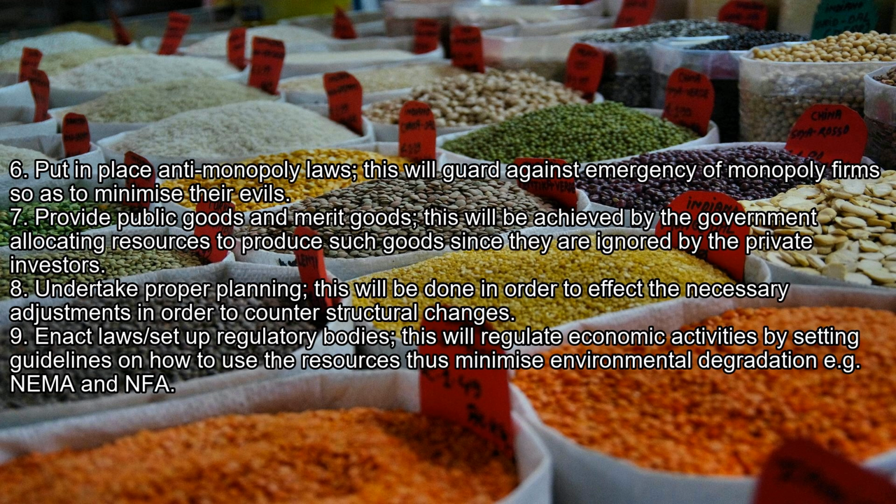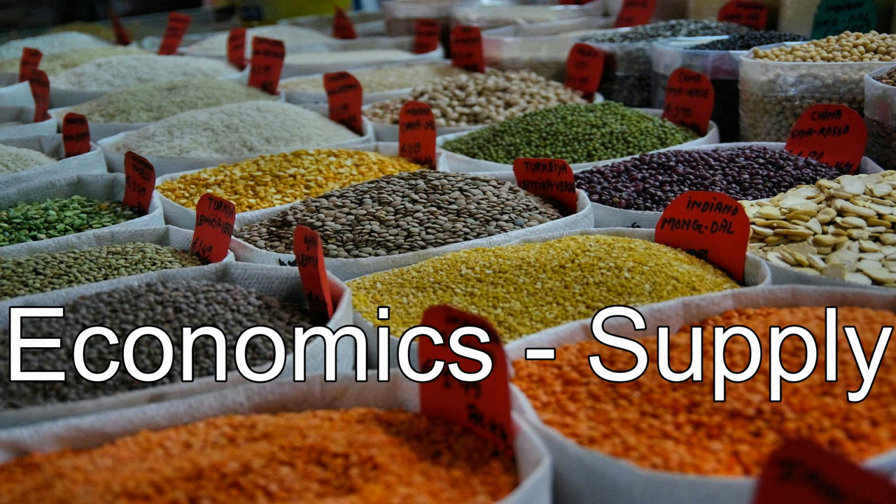6. Put in place anti-monopoly laws. This will guard against emergence of monopoly firms so as to minimize their evils. 7. Provide public goods and merit goods. This will be achieved by the government allocating resources to produce such goods since they are ignored by the private investors. 8. Undertake proper planning. This will be done in order to effect the necessary adjustments to counter structural changes. 9. Enact laws/set up regulatory bodies. This will regulate economic activities by setting guidelines on how to use the resources, thus minimizing environmental degradation, e.g. NEMA and NFA.